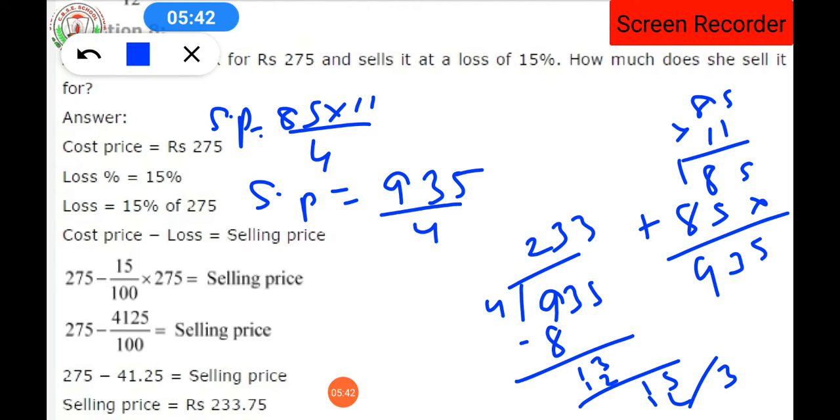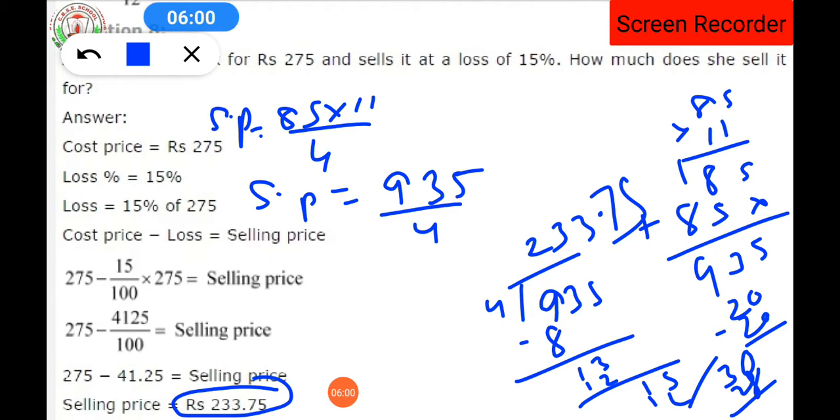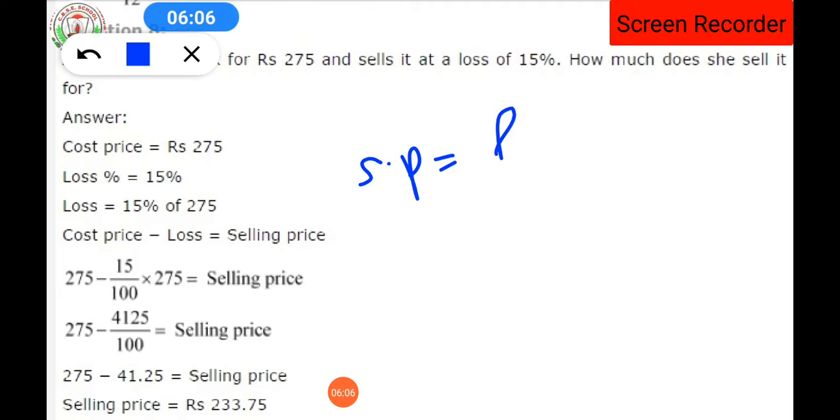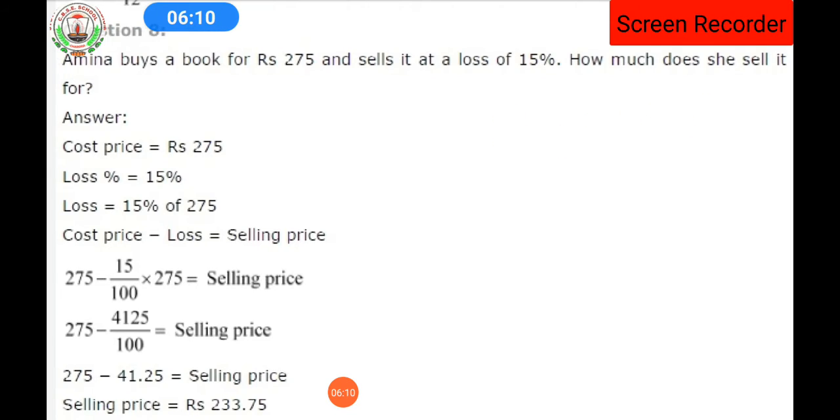Now for that 3, we have to take the decimal. So keeping the decimal, here 30 will become. So 4 6 is 24, 4 8 is 28, isn't it? So here we can say 7. Now 2 is left out, so 20, as we know it is coming, so here 75, which is the required answer. So 233.75. What is the selling price we are getting by the formula method? That is 233.75. So this is the answer.